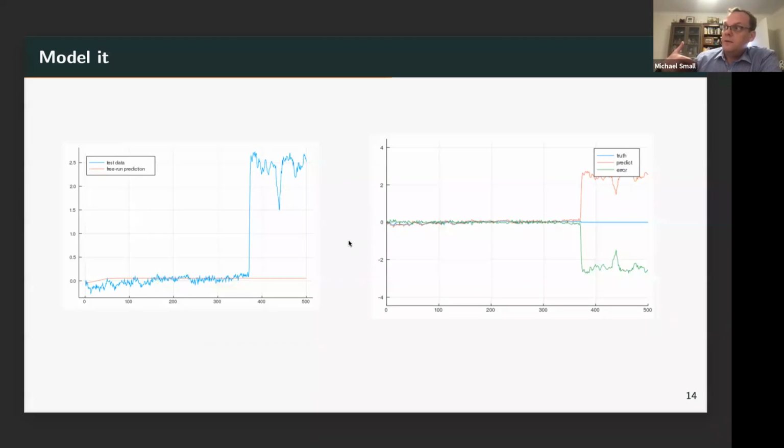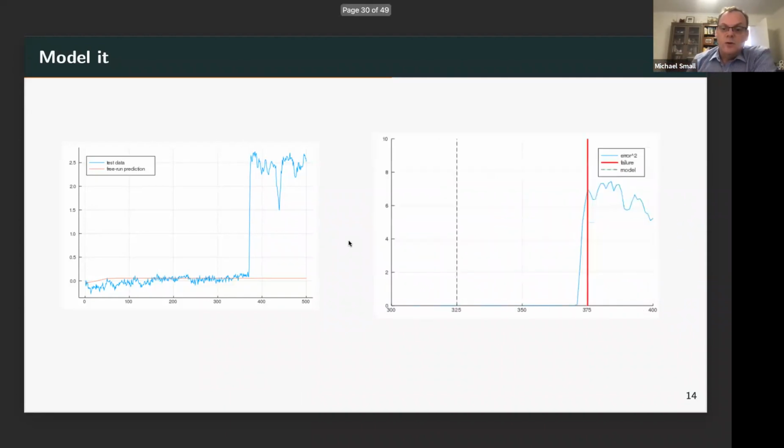However, what we really want to do is have a universal model, in the sense of a model that works for all of the batteries. This is just a blow up of the same thing. You can see the big failure occurs here, but if I look at the error, there's an increase in the error, and this is just showing it squared, but there's an increase in the error leading up to that failure. And you could perhaps predict even further back.